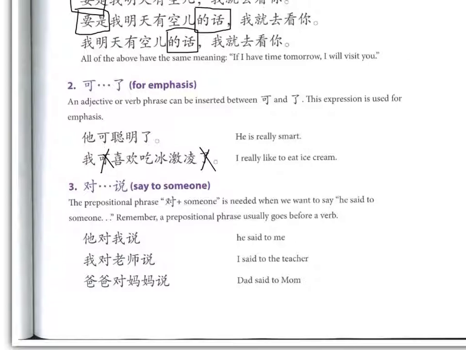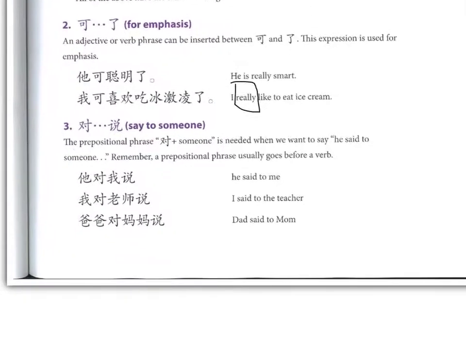Down here, first let's block out the 可 and the 了. We have 我喜欢吃冰淇淋. I like to eat ice cream. But now we want to say I really like to eat ice cream. We simply take our 可 and our 了 and put the 可 in front of 喜欢吃冰淇淋 and the 了 at the end of the sentence. And we end up with 我可喜欢吃冰淇淋了. I really like to eat ice cream. Let's take a look at the last one.